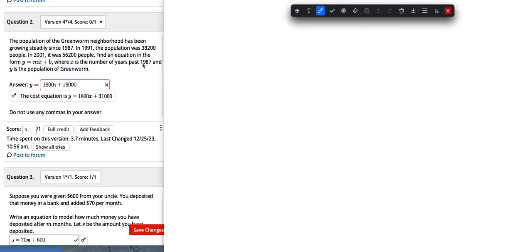The reason they're doing this is that rather than having inputs like 1987, you get to put in 0 for that, which makes it much simpler. So what we'll do up here is write our ordered pairs out. 1991 would have been 4 years past '87. So when the input is 4, the output was 38,200. And then 2001 would have been 14 years since 1987, so that's our input, and the output is 56,200.